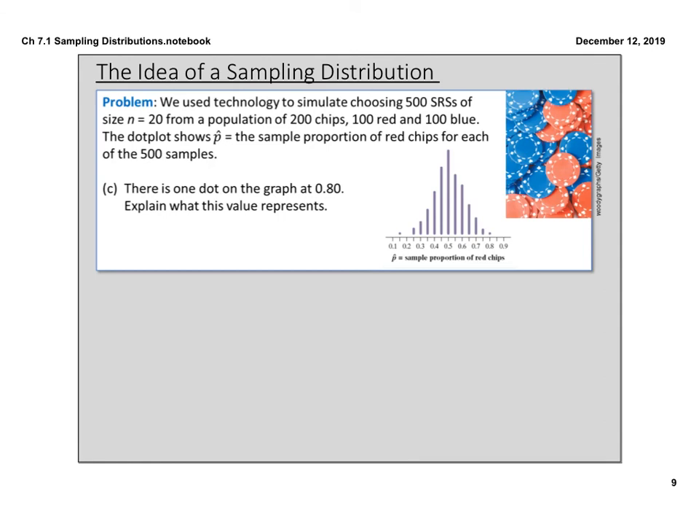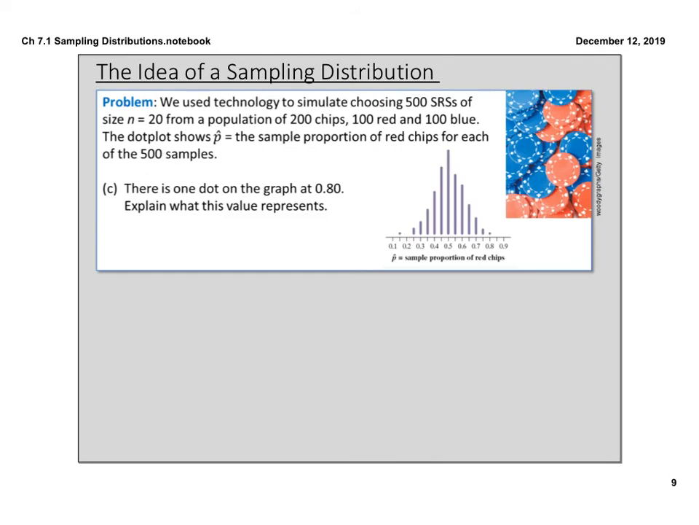All right, so we're going to look at Part C. It says we use technology to simulate choosing 500 simple random samples of size n equals 20 from a population of 200 chips where 100 are red and 100 are blue. The dot plot shows the p-hat equaling the sampling proportion of red chips for each of the 500 samples. There is 1 dot on the graph at 0.8. Explain what this value represents.